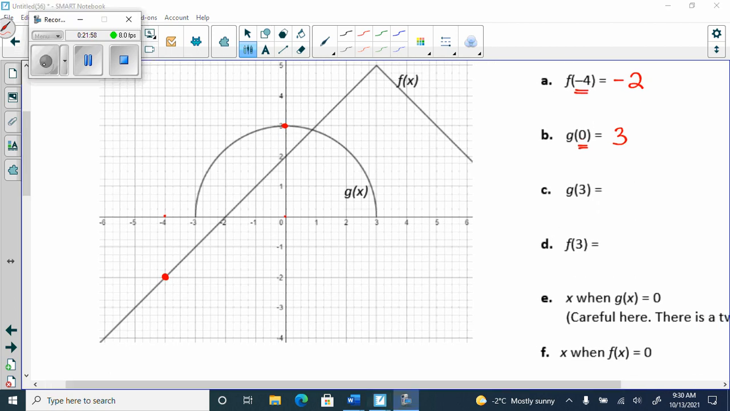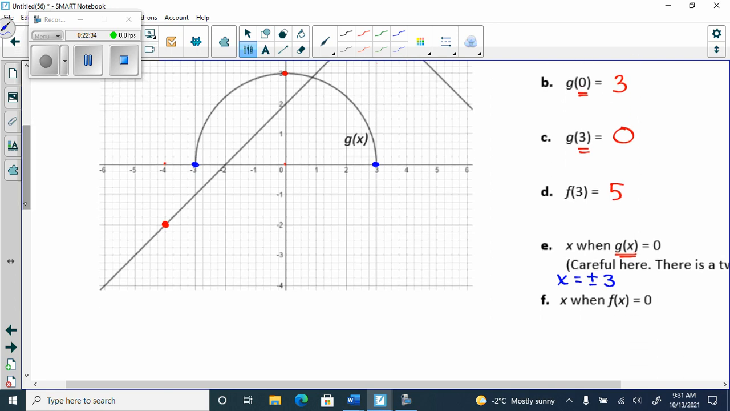C, D, E, and F. So we have g of 3. So I go to 3 and y is 0. F of 3, I go to 3 and y is actually 5 on the f graph. And then x when g of x equals 0. So this is, I gave you what this time? Y. So I want when g of x is 0, which means y is 0. So y is 0 here and here. So my x is going to actually equal plus or minus 3. And then I have on the next one where f of x equals 0, which is here, because it's where y equals 0. So x equals negative 2. Okay?